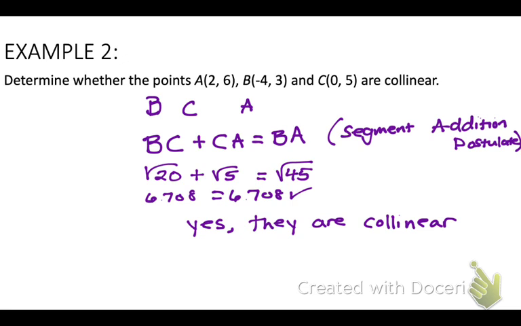Okay, so we can use the distance formula to determine whether points are collinear or not. If these were not equal, then they would not be collinear. We can use the distance formula to determine whether triangles are a right triangle, obtuse, or acute triangle. Okay. All right, and the last one we're going to do is a coordinate proof on a parallelogram.